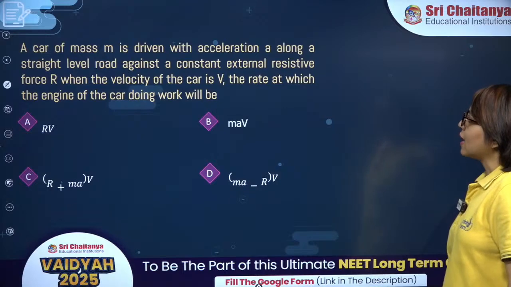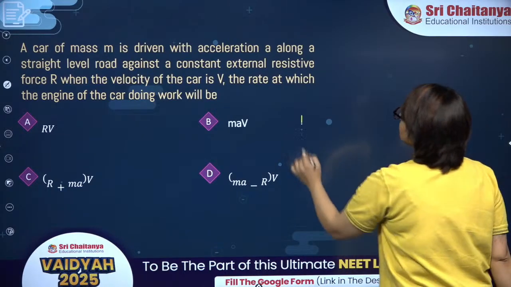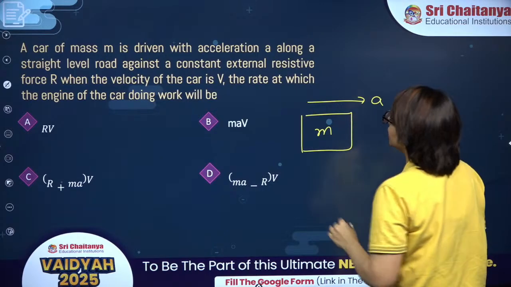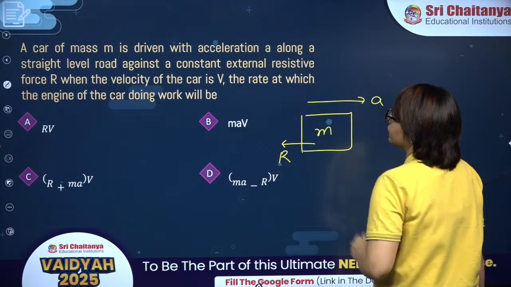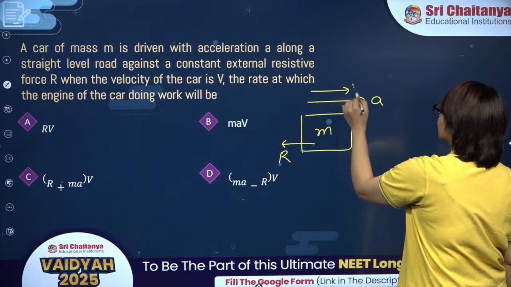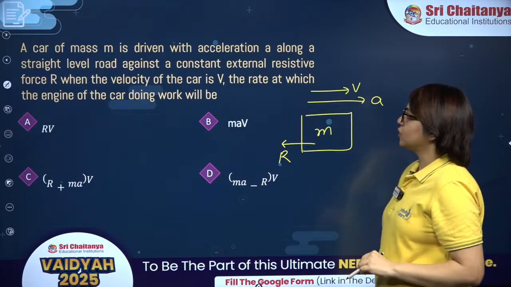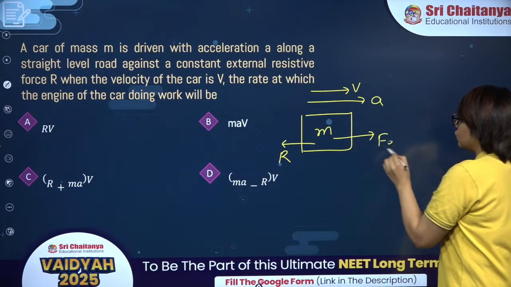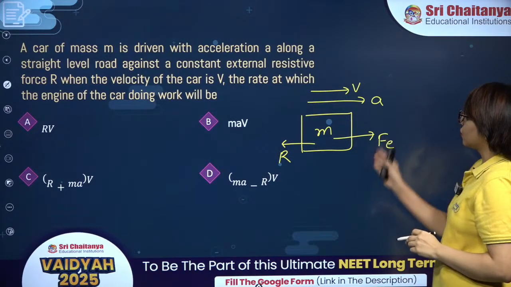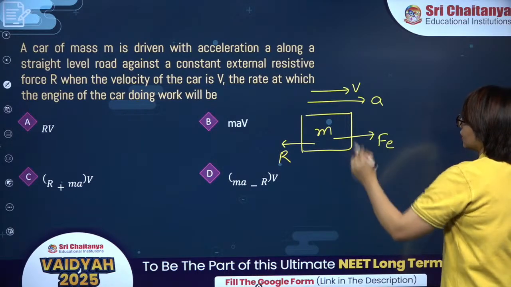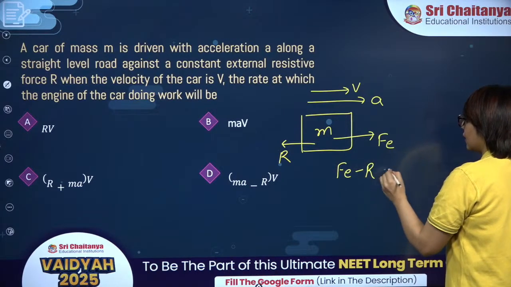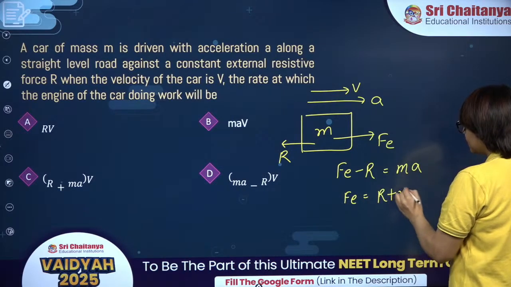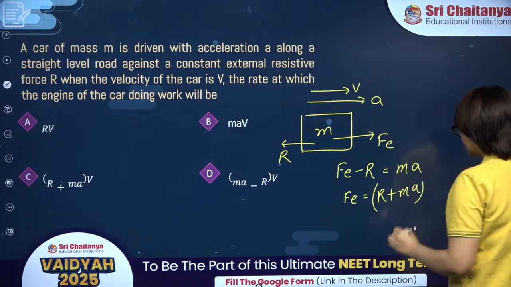Next is this one. A car of mass m is driven with acceleration A along a straight level road against a constant external resistive force R when velocity of the car is V. The rate at which the engine of the car is doing work will be? So let's say the force provided by the engine is Fe in the forward direction, in the direction of acceleration. So net force on the car is Fe minus R, and it should be Ma. So force provided by the engine is R plus Ma.